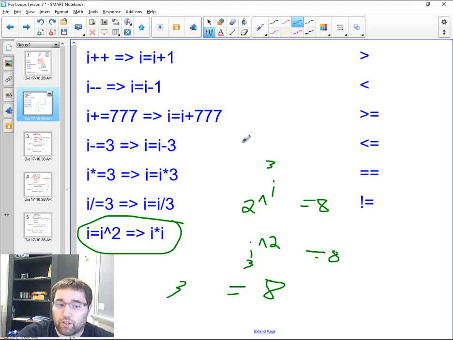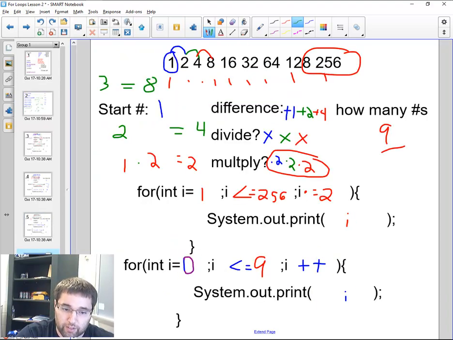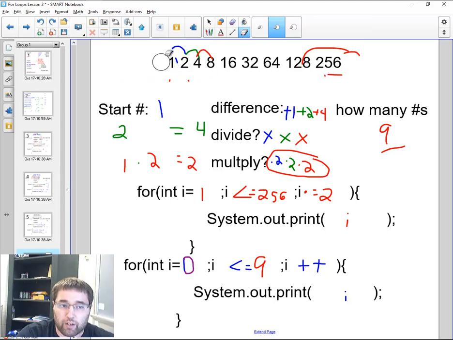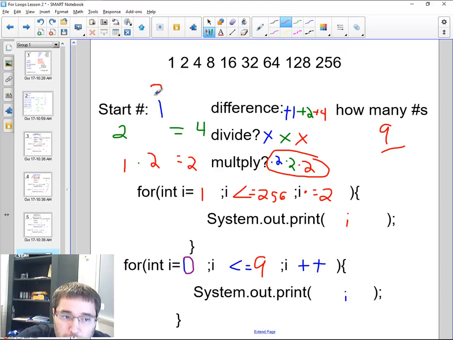What's 2 to the third? 2 times 2 times 2. 2 times 2 is 4, times 2 is 8. So let's look. Oh yeah, it is. I'm going to go over this again. Let's look at this real quick. 2 to the 0, does that equal 1? 2 to the 1, does that equal 2? 2 squared, 4. 2 cubed, 8. 2 to the 4th, 16. 2 to the 5th, 32. 2 to the 6th, 64.